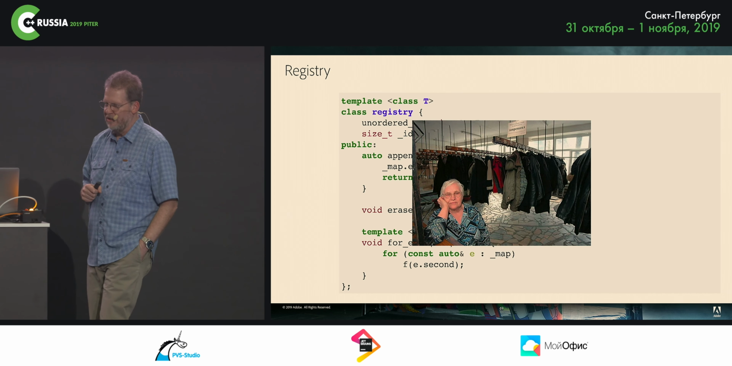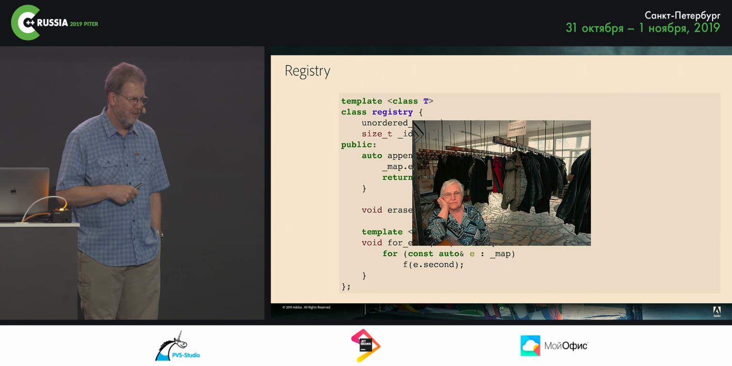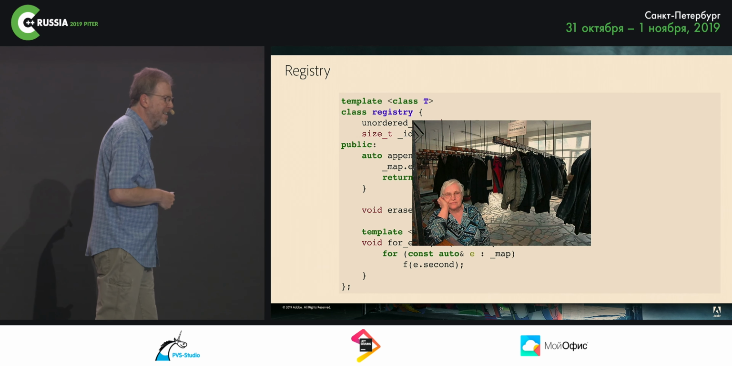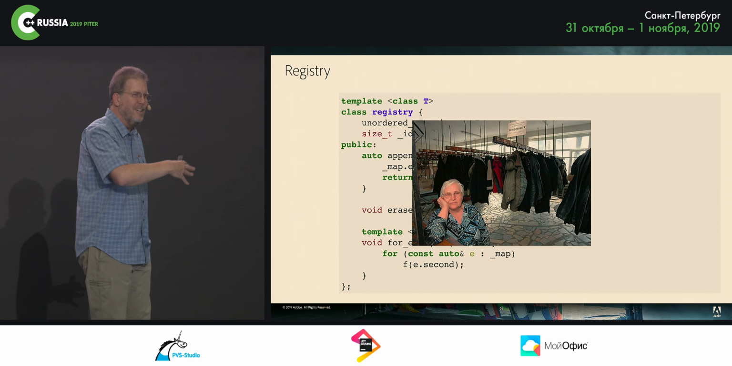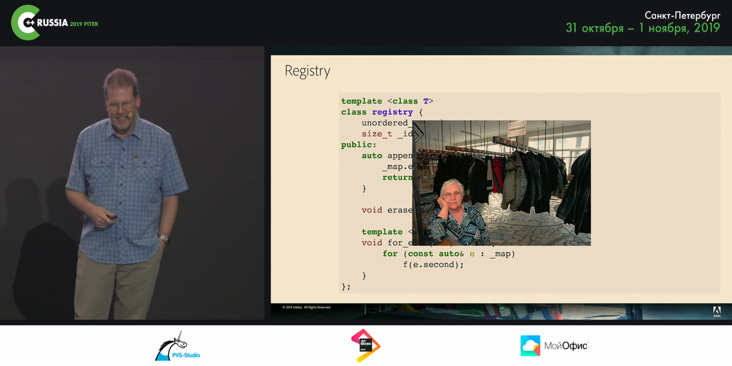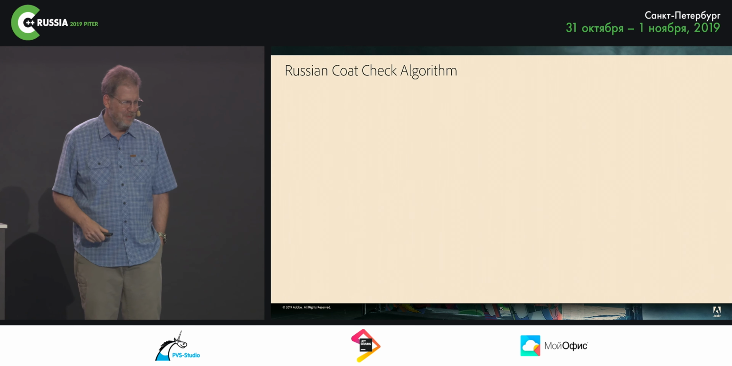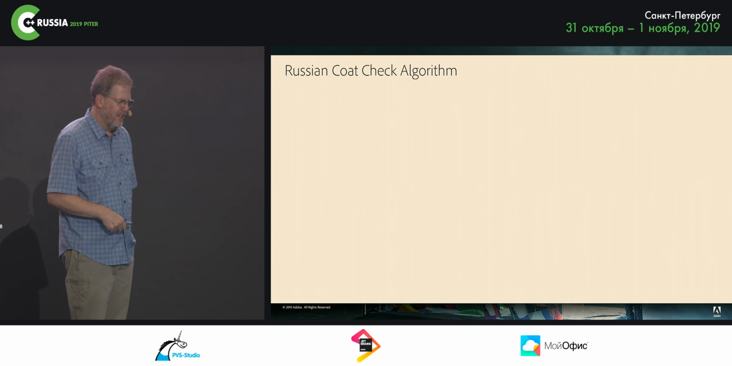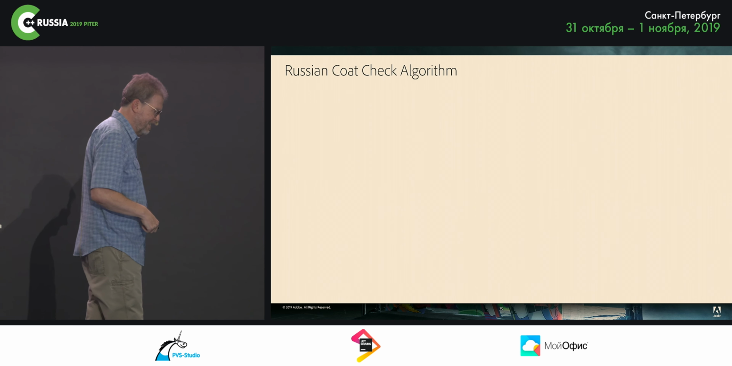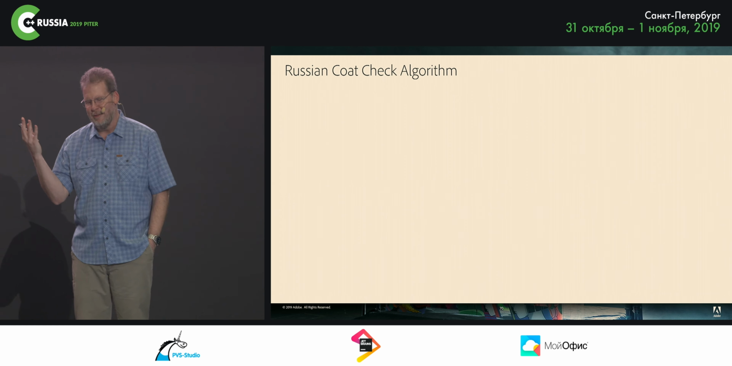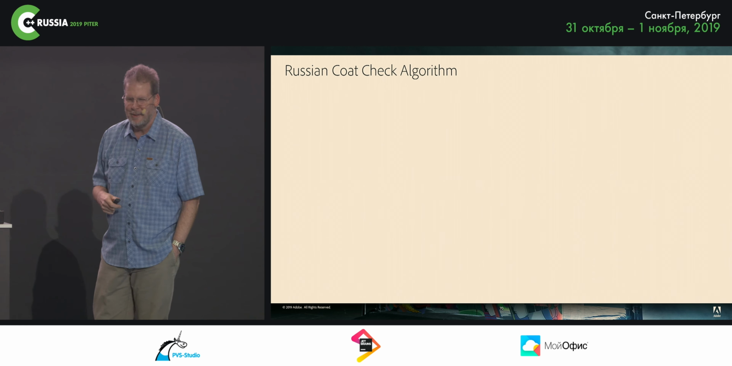So this is my expression about how great this code is. Right? What's this a picture of? You see these all over Russia. This is a coat check. So this is my Russian coat check algorithm. Now this isn't how Russian coat checks actually work, but I'm from California, we don't even have coats, so what do I know?